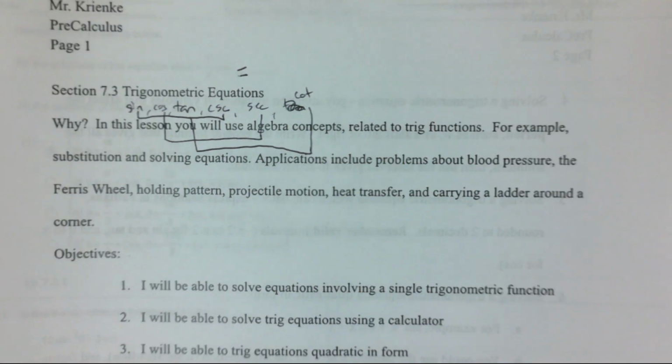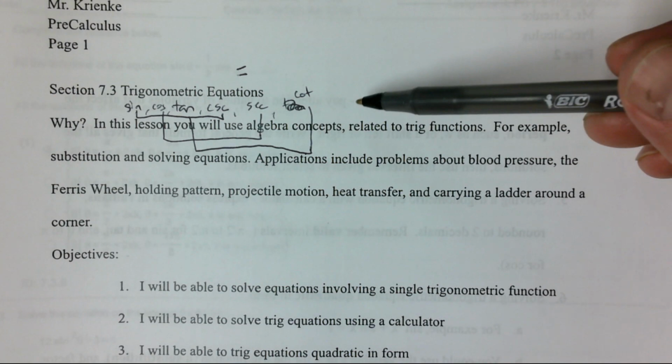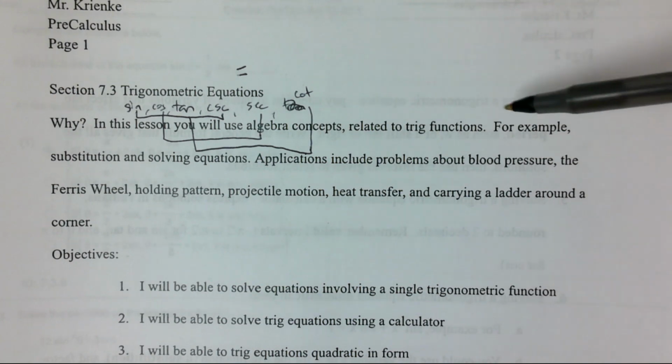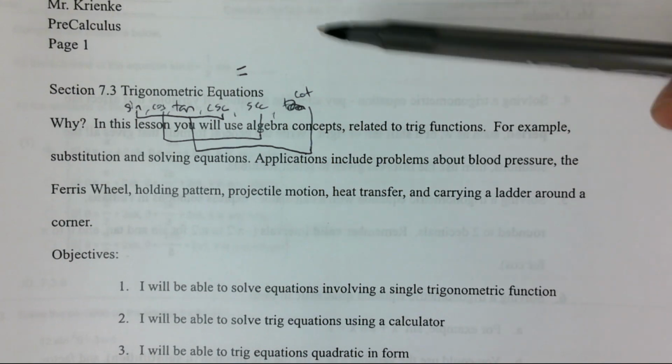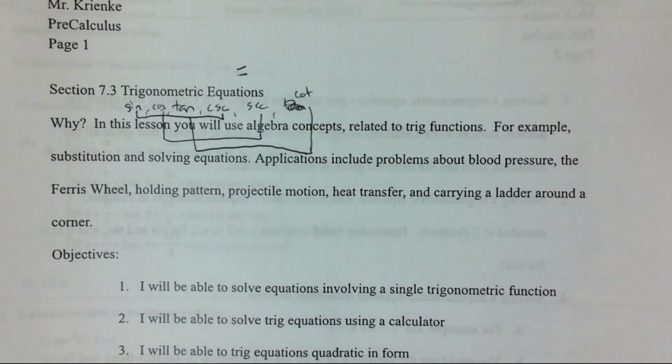So these are going to be problems where you have to use your algebra concepts related to trig functions. For example, you're going to have to use substitution and solving equations. Applications include problems about blood pressure, the Ferris wheel, a holding pattern, projectile motion, heat transfer, and carrying a ladder around a corner. So those are the possible word problems that we might do.